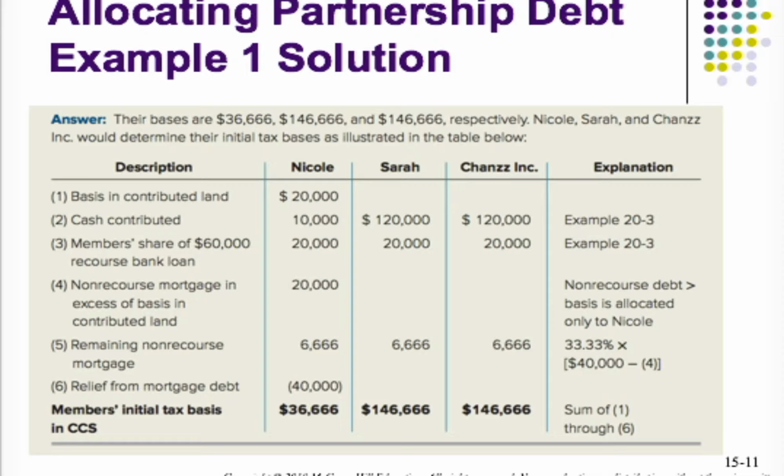Let's see. The bases are 36,666, 146,666, and that again for Nicole, Sarah, and Chance Inc., respectively. And it is broken out as you see here.